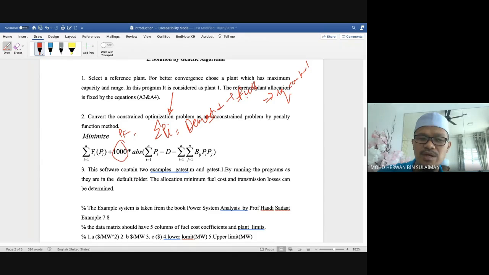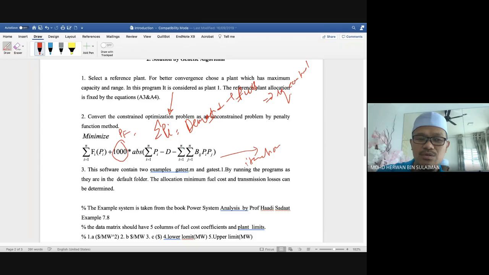So when this is violated, it becomes a very, very high value, meaning that, let's say you do the calculation of the cost function, and then you need to add the penalty function here. So let's say there is an error of 20, 20 times 1000 is 20,000, right? That makes your objective function become higher. So throughout the iteration, this one will be minimized.